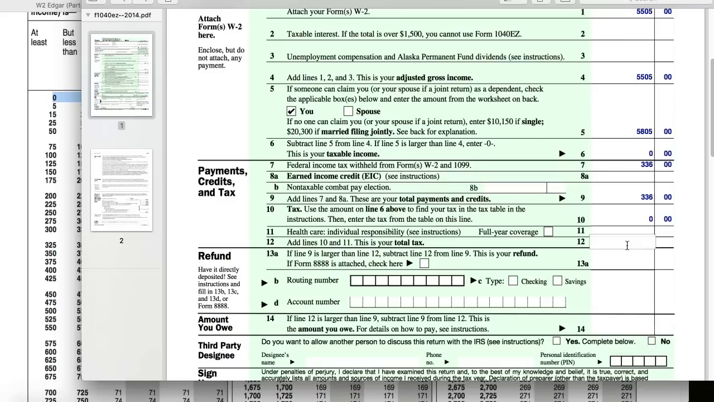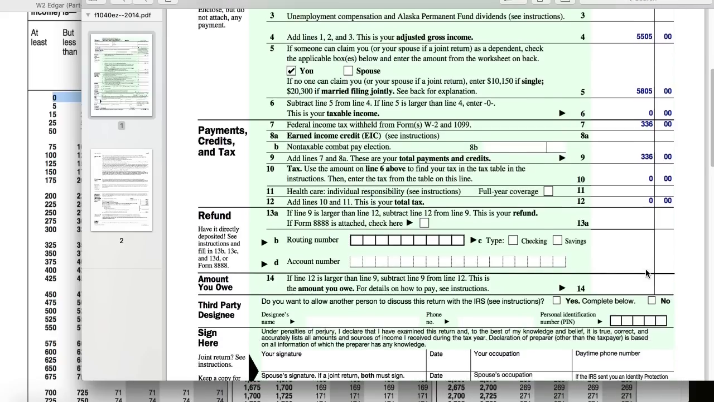So then I'm going to add lines 10 and 11, and I'm going to have 0. This is your total tax. Essentially what this is saying is based on Edgar's income, he did not need to pay taxes. Now we need to figure out, does he get a refund or does he owe? This is a place where you really need to read exactly what the line says. If line 9 is larger than line 12, we're going to subtract line 12 from line 9. Is line 9 larger than line 12? Yes. So our refund is going to be $336.